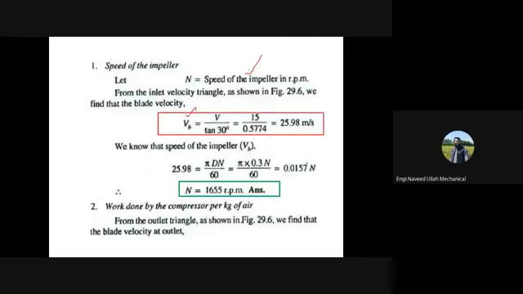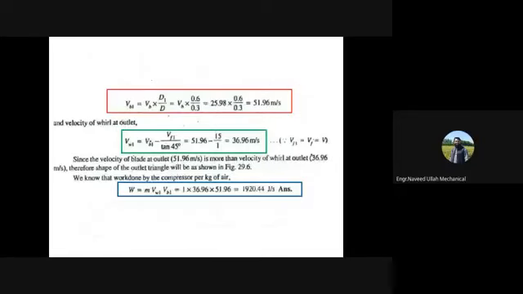And you know very well that blade velocity VB is equal to pi DN over 60. So here the RPM, sorry, the RPM will be the same, and you can find out the RPM, right. Then work done by the compressor per kg of air. Okay, so from the same triangle, we need to find out what? We need to find out VB1.